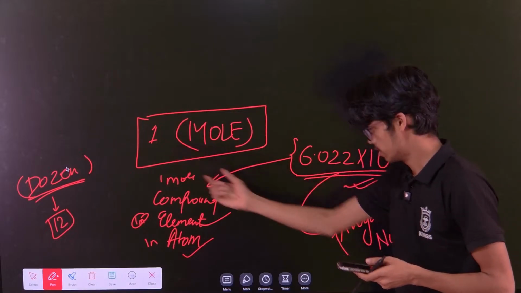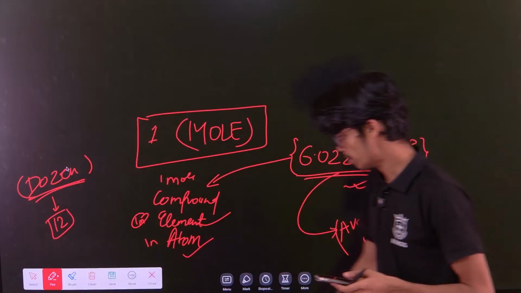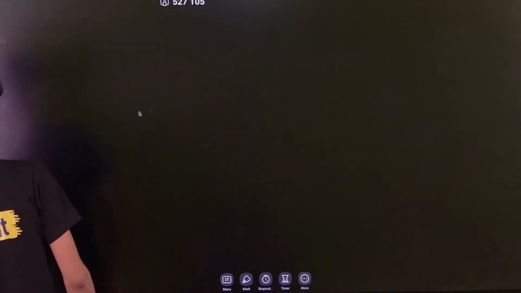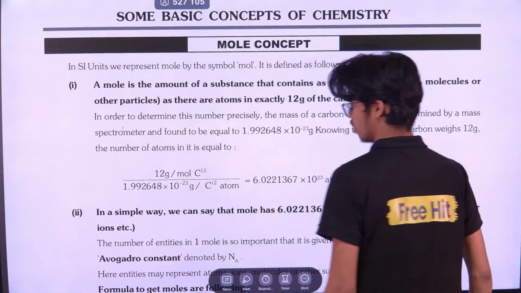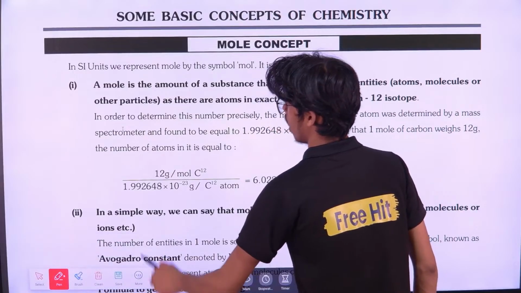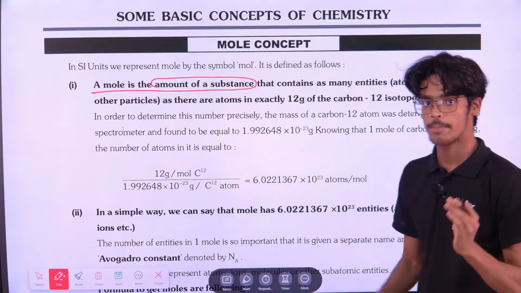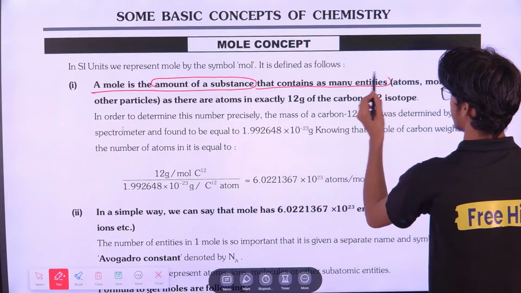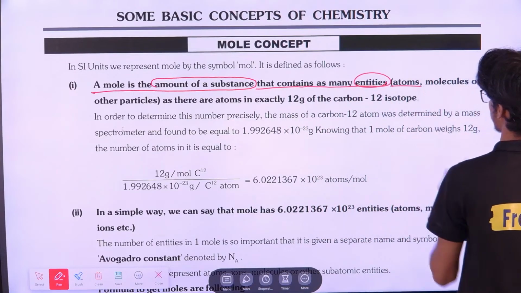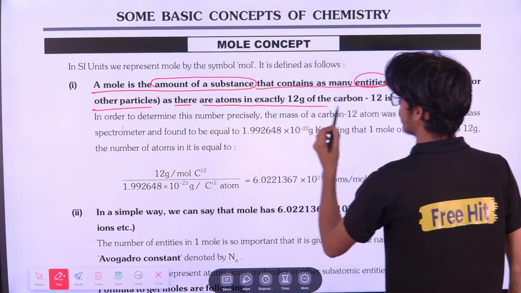Now I hope you are clear with what is a mole. This much number of particles of any compound, element or atom is called a mole. Those who are studying for boards, let me tell you the definition also. A mole is the amount of substance. It represents the amount of substance that contains as many entities, meaning atoms, molecules or other particles, as there are atoms in exactly 12 gram of carbon.